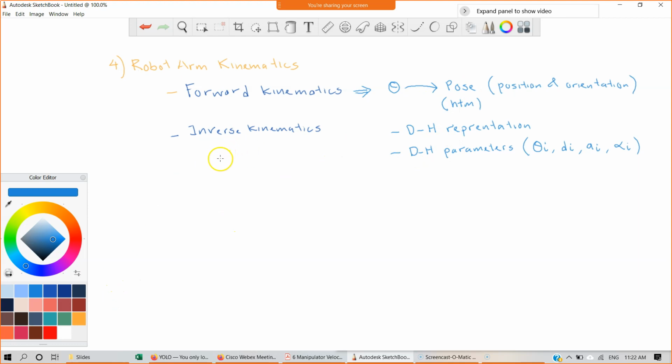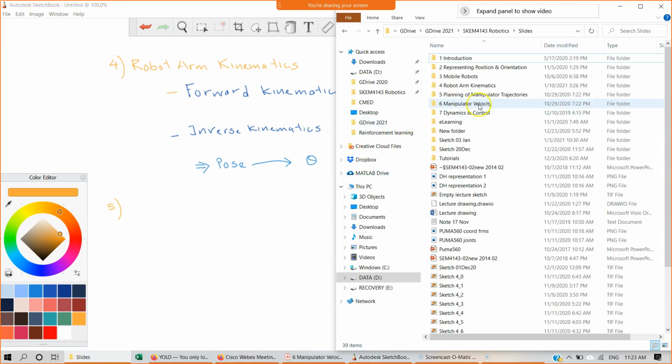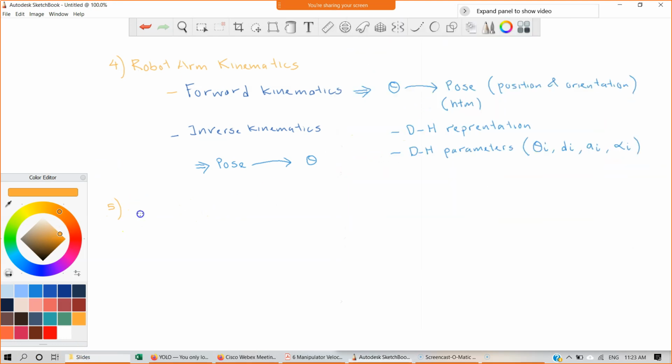Inverse kinematics is more or less the inverse of forward kinematics. Given the pose, position, and orientation of the end effector, we can compute theta. In your syllabus, I've limited the computation to theta 1, theta 2, theta 3 only. Of course, in actual application, you have to compute all joint angles. So that was chapter 4. In chapter 5, we talked about trajectory planning, planning of manipulator trajectories.